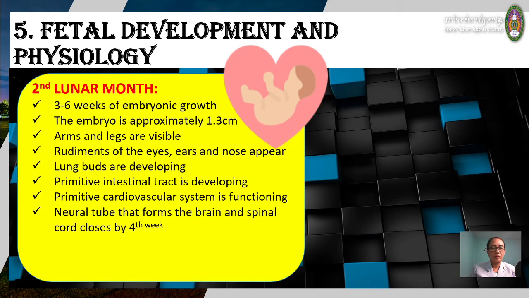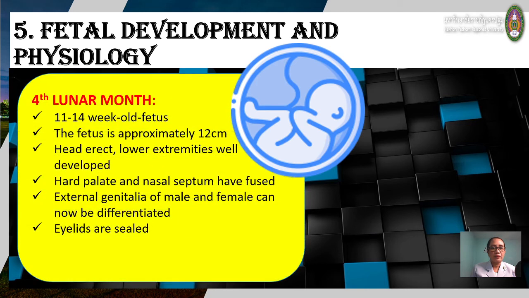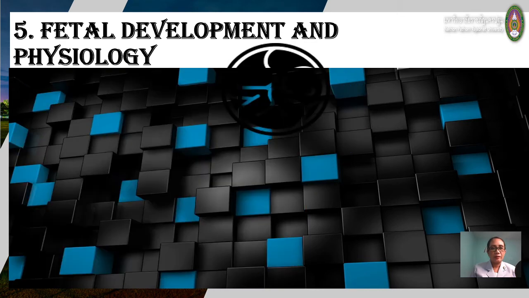And we have the second lunar month. This is during the 3 to 6 weeks of embryonic growth. And we have also the third lunar month. This is during the 7 to 10 weeks of growth. And the fourth lunar month, this is during the 11 to 14-week-old fetus. So the fetus is already 12 centimeters at this stage.